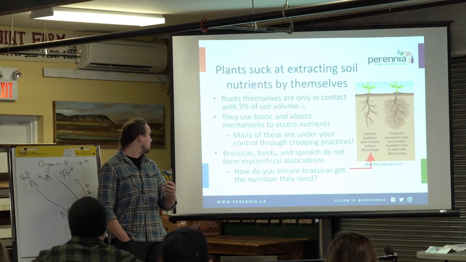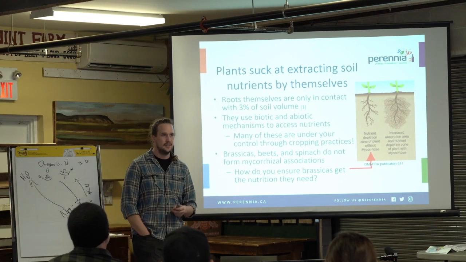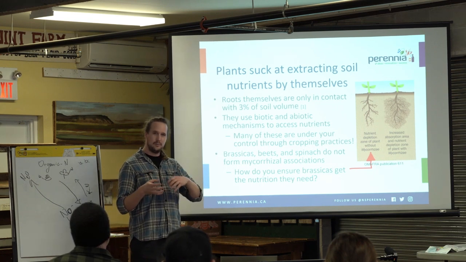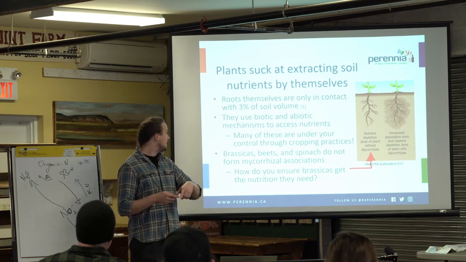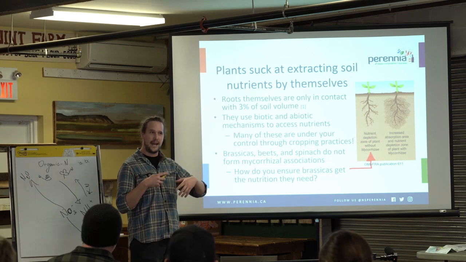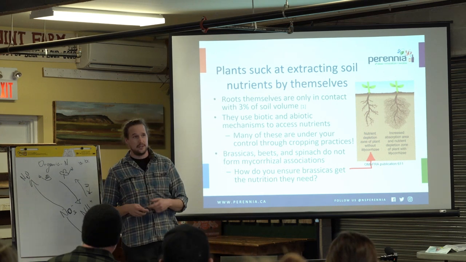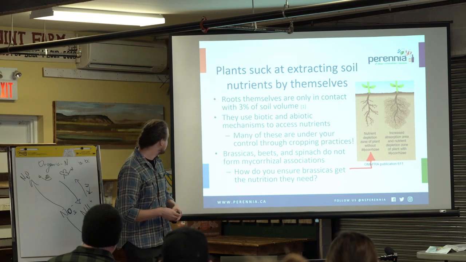To be a bit controversial at the beginning, plants suck at extracting nutrients by themselves. Plants don't do anything by themselves. They work in combination with biotic factors in the soil like mycorrhizae. They use bacteria through the rhizophagy cycle and other methods to mineralize nutrients. They also use water flow, as Caitlin alluded to, to bring nutrients to them.